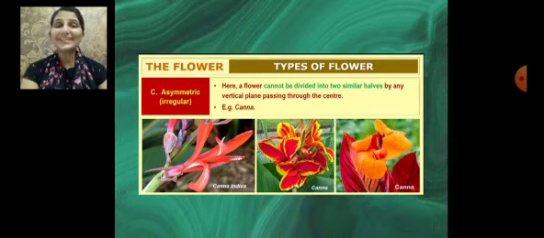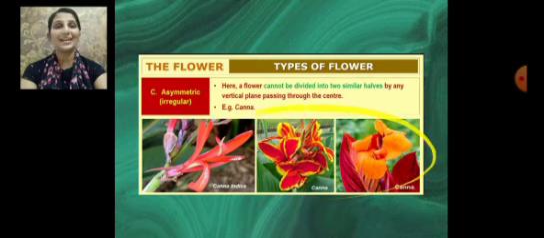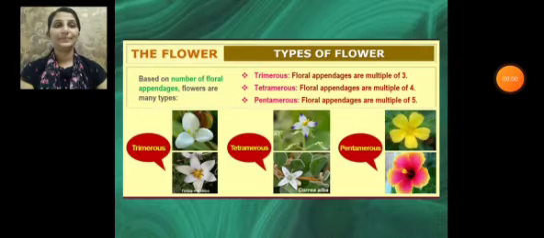Whereas the third type of symmetry is irregular or asymmetric. That means the flower cannot be divided into two equal halves by any vertical plane passing through the center. Whatever be the plane passing through the center, it cannot divide the flower into two equal halves, and such a flower is said to have an irregular symmetry, and it is said to be an asymmetric flower. Example is a canna flower, which is asymmetric.